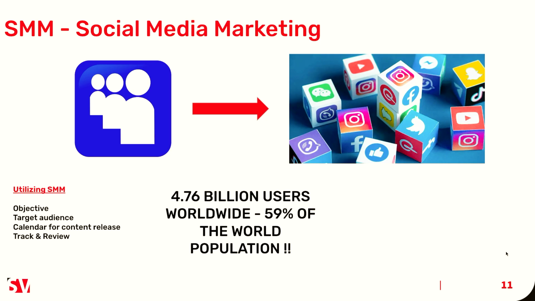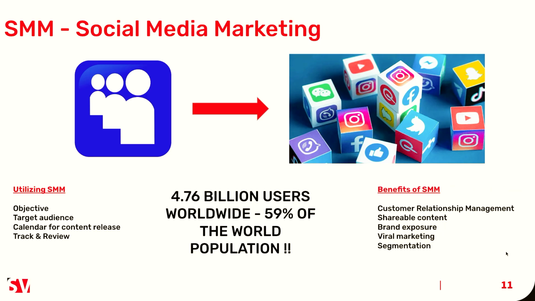So how do you utilize social media marketing? You need an objective. So if you run a campaign or you open a page, etc., you really need to be aware of the objectives you want from having the social media presence. You can do push campaigns for your target audience. You can prepare a calendar for content release to make sure your platforms are active. And there's also an opportunity to track and review what you're posting to maximize the return from the usage.